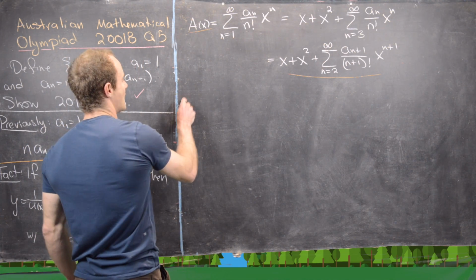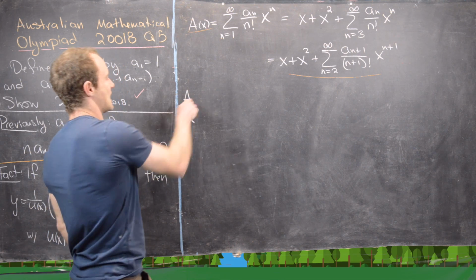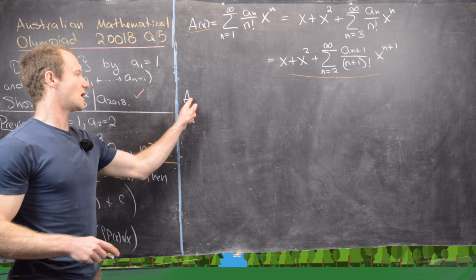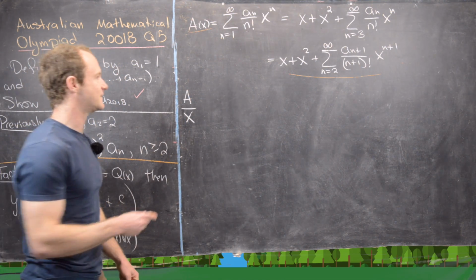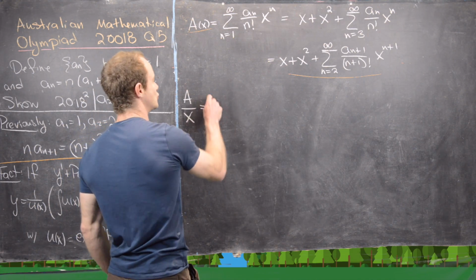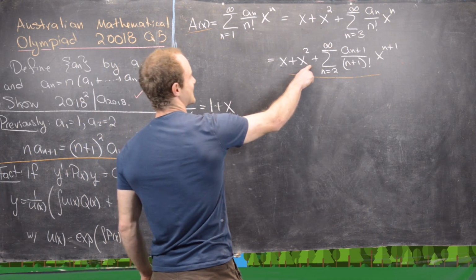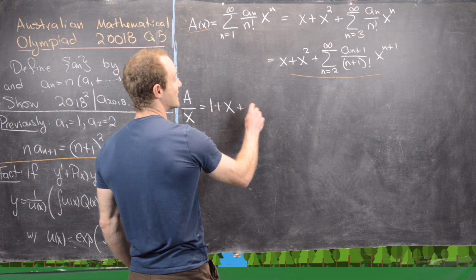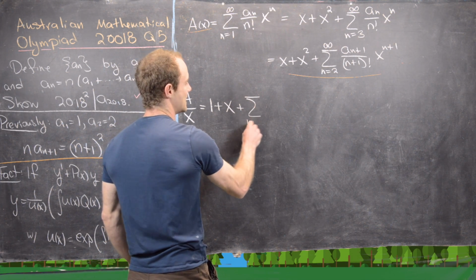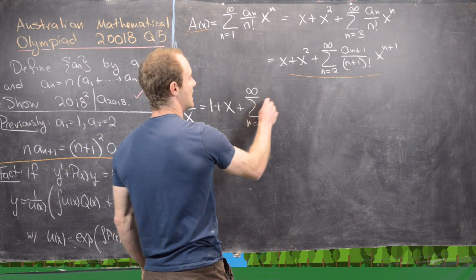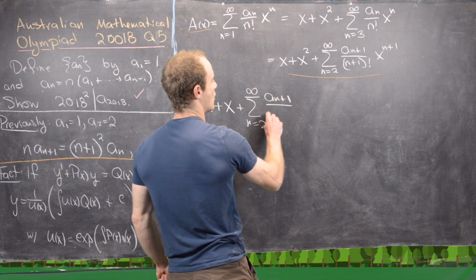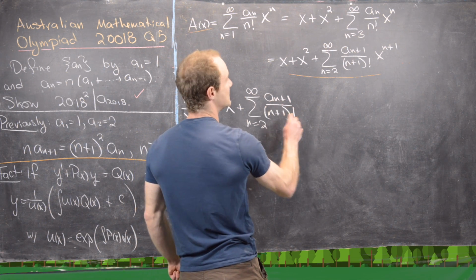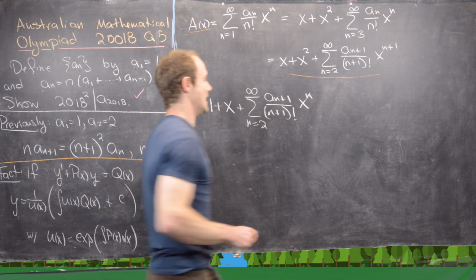So let's see. I'm going to write this as a over x. I'll leave off my dependence on x of a, but just remember that's a function. So that's going to be equal to 1 plus x. So that's how that simplifies. Plus the sum n equals 2 to infinity of a sub n plus 1 over n plus 1 factorial x to the n.